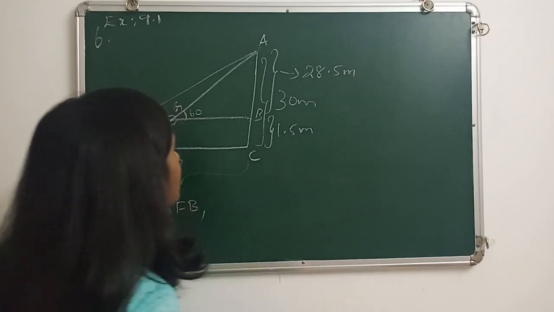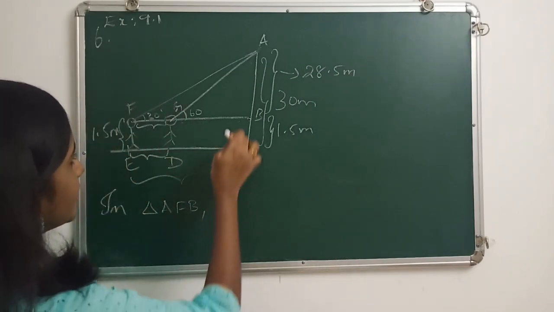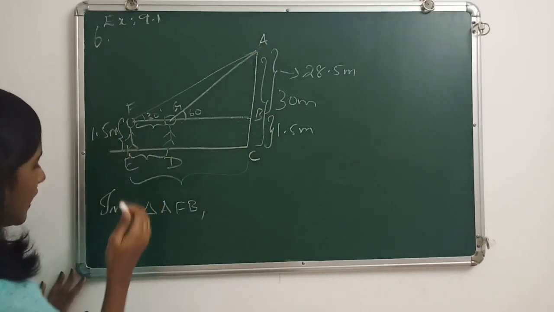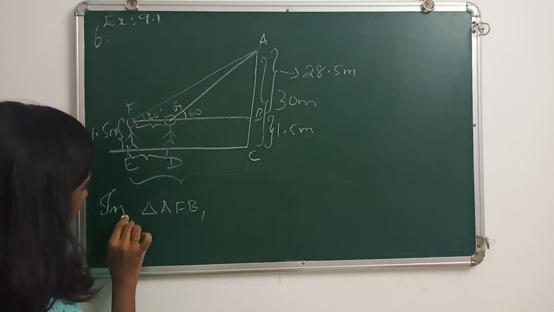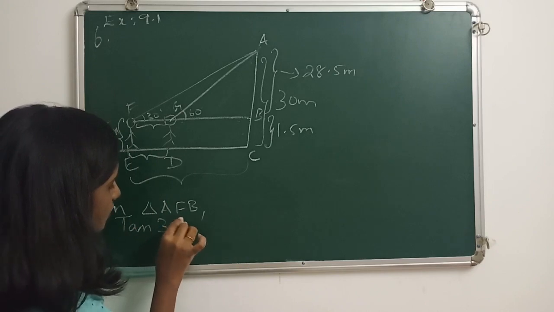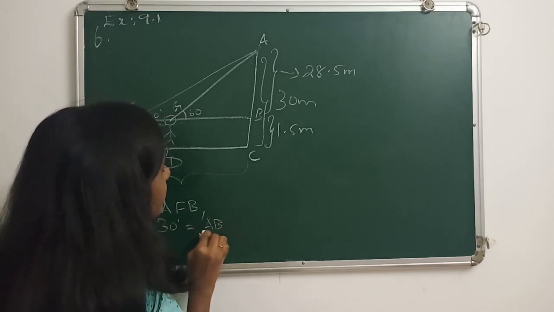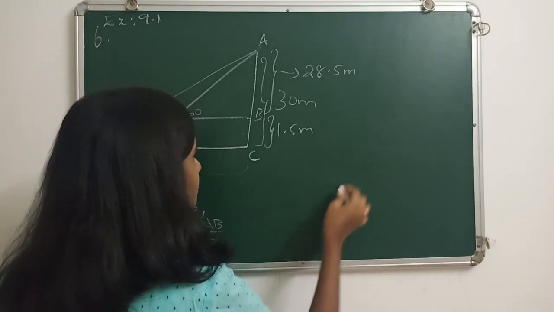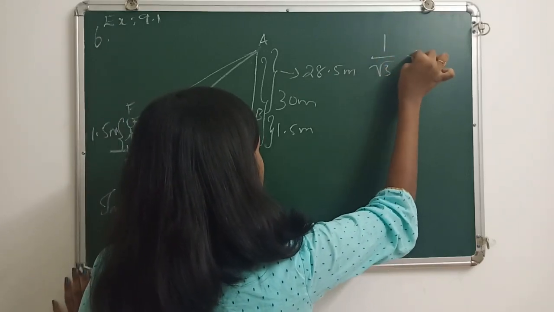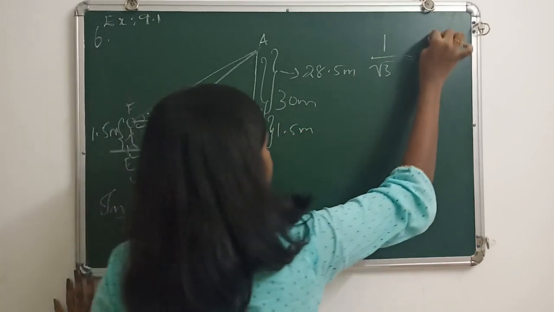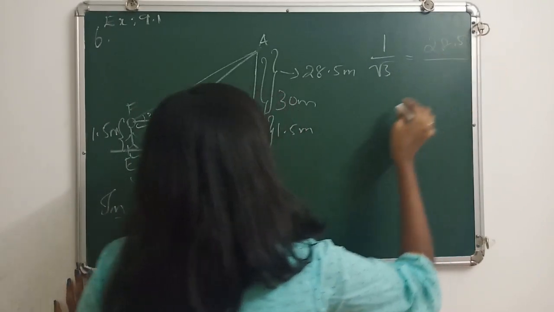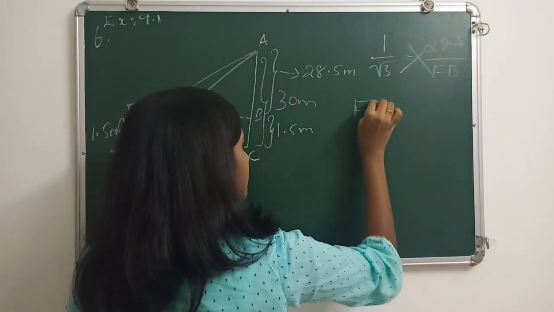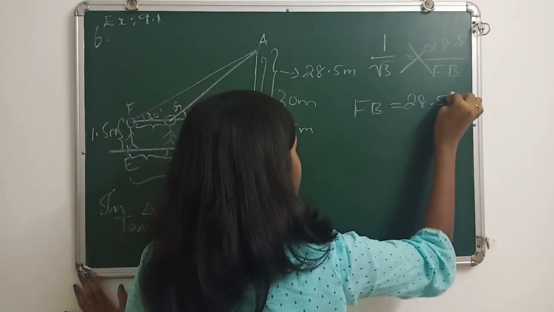28.5 meters. Now we know that in triangle AFB, we have AB as opposite and FB as the adjacent for angle 30. So tan 30 is equal to AB divided by FB. Now tan 30 is 1 by root 3, equal to AB, which is 28.5 meter as we know, divided by FB, which we don't know, so we keep it as such. Now if we cross multiply, FB is equal to 28.5 root 3.